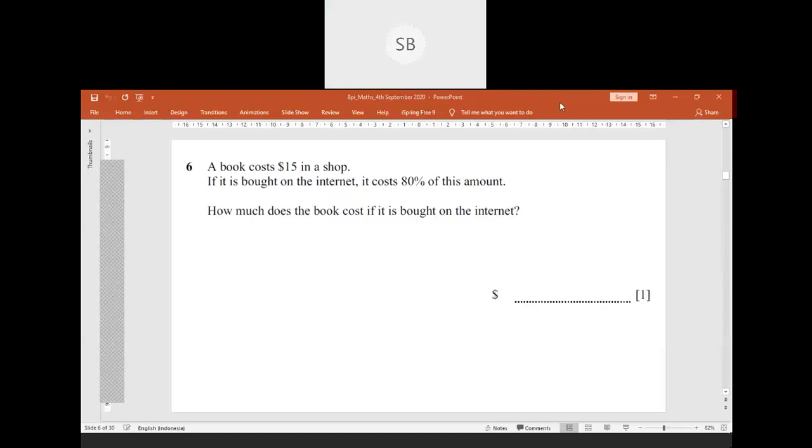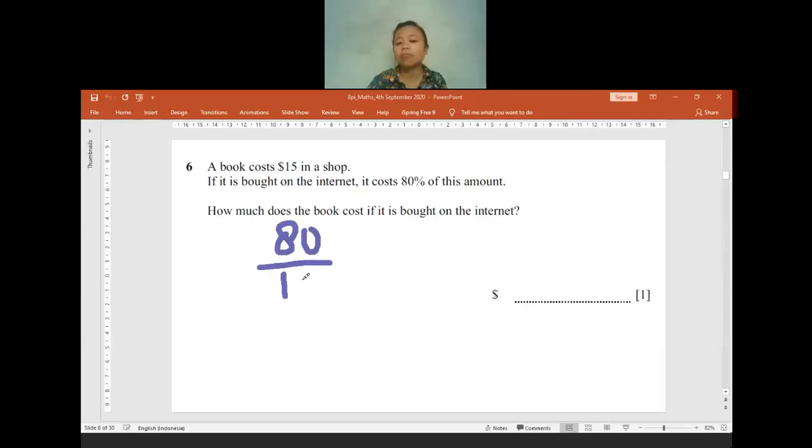15 divided by 100 becomes 0.15, and then times it by 80. Or another way is a bit complicated, my way. So this is 80%. 80% means 80 per 100, and then we can multiply it with the original price. The original price is 15.